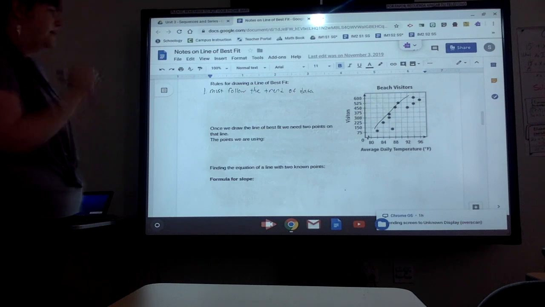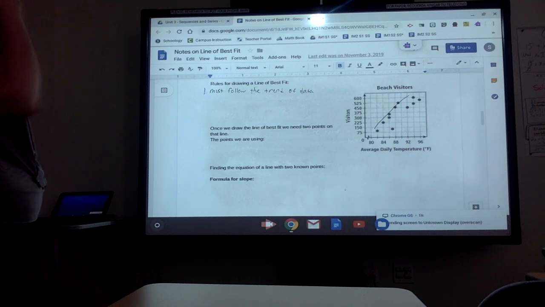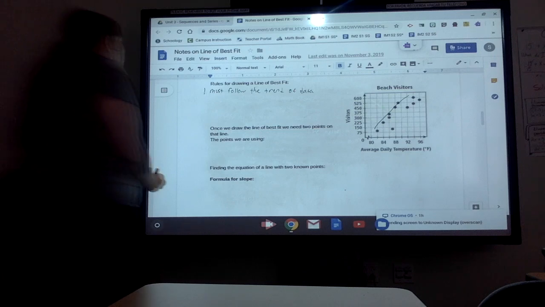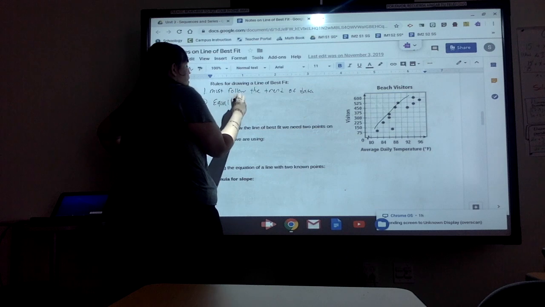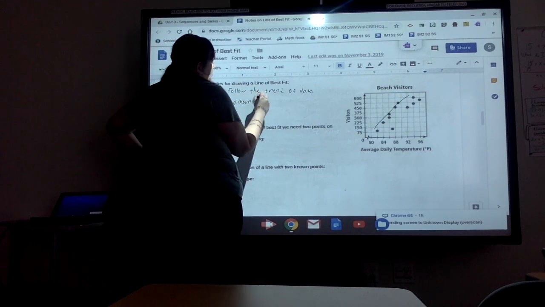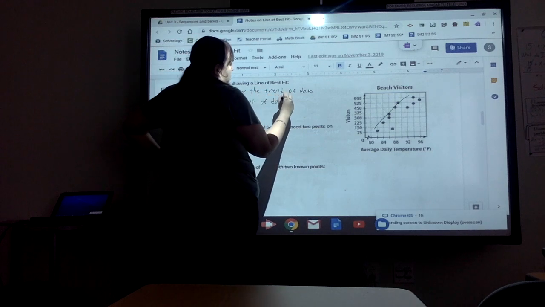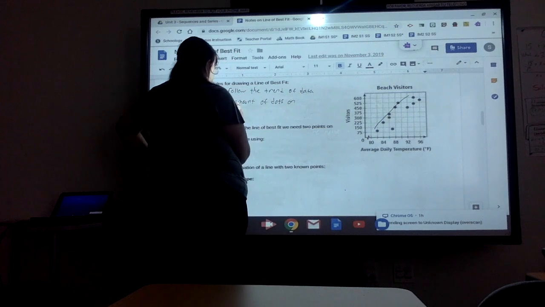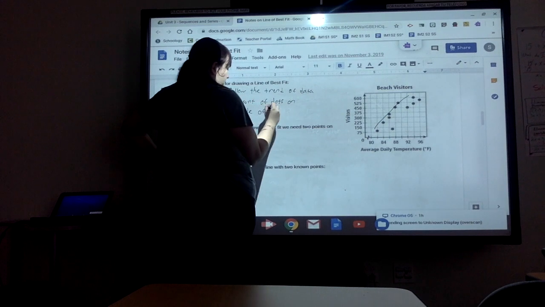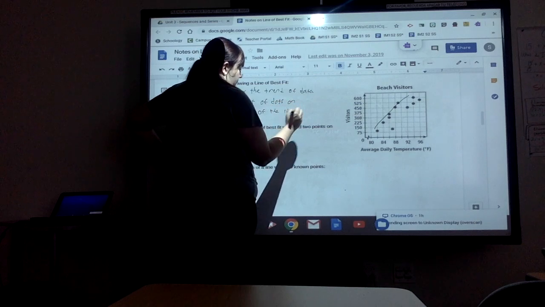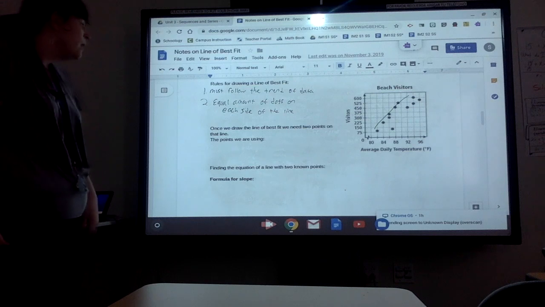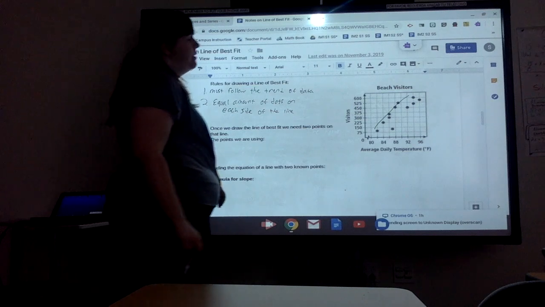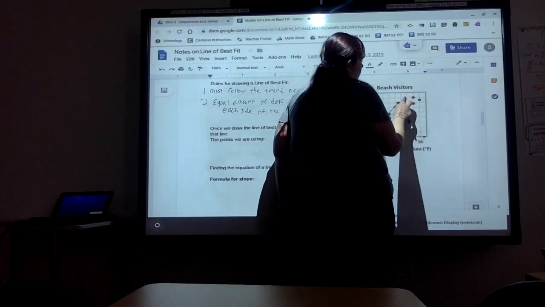Because, so don't copy it yet. It's still a bad line of best fit because there's rule number 2. And rule number 2 says an equal amount of dots on each side of the line. Okay, so there's 11 dots. Remember we counted them? And you're going to try to make your line very close to mine.